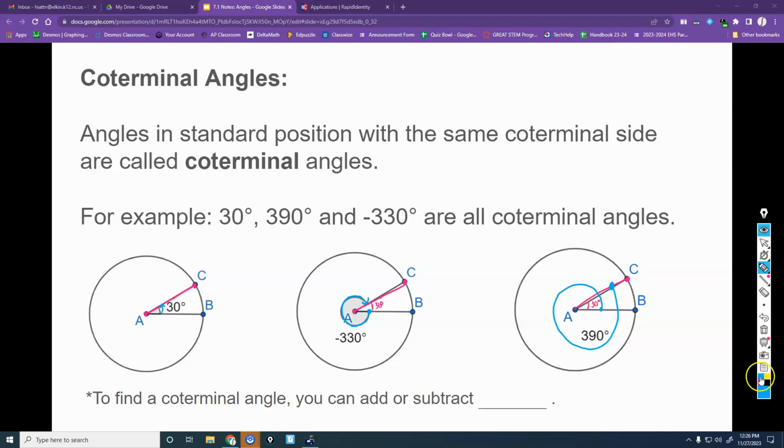So to find a coterminal angle, as long as you've got a calculator, it's really very easy. You either add or subtract 360 degrees, right? Because if I add or subtract 360 degrees, I'm just taking a full rotation around, right? If you add a full rotation, you're going to end up in the same spot.